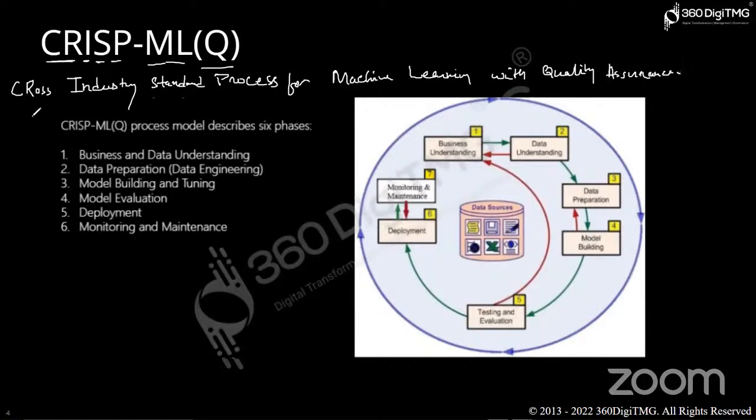Okay. So this CRISP MLQ is nothing but a project management methodology, or stepwise project management. How to manage a project stepwise has been given. So let us go through all the steps and try to explain this. CRISP MLQ, first of all, is a project management methodology. So it is required to be handled if we are having a project.